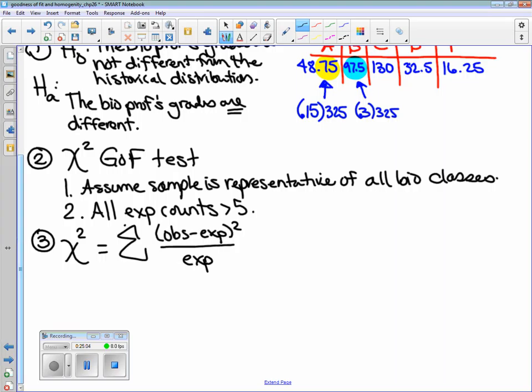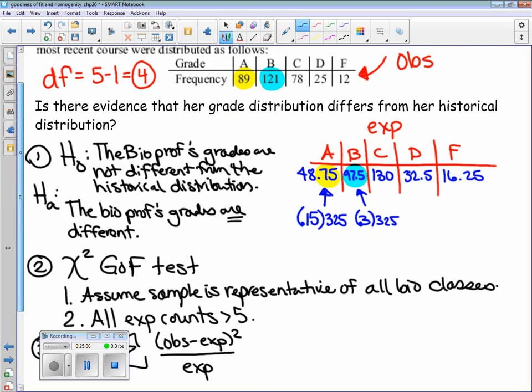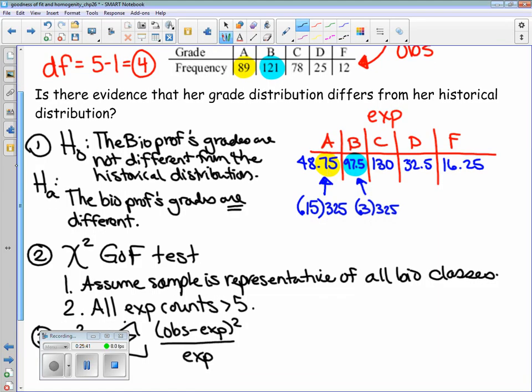So we are literally going to look up here at what I've highlighted in yellow. Let's start with the A's. Then we'll move to the B's, then we'll move to the C's. But right now, we're just looking at A's. What's the observed A count? 89. What's the expected A count? 48.75. That's kind of a big difference, don't you think? They're kind of far apart. That leads me to believe that maybe they are different, right? Maybe our p-value will prove that. Let's see. So 89 and 48.75.